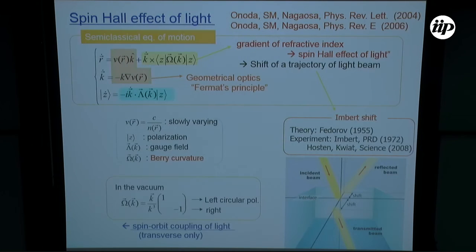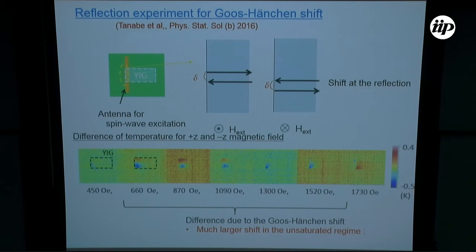In fact, we have some experience in calculating that kind of shift for photon systems. In the photon system, we know that kind of shift, and that kind of shift has been measured. So in that sense, it is a kind of analogous shift to this kind of measurement.